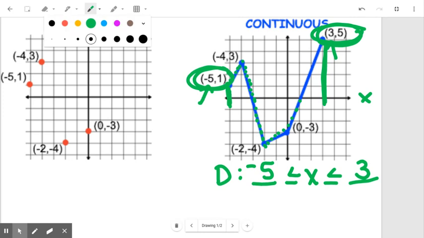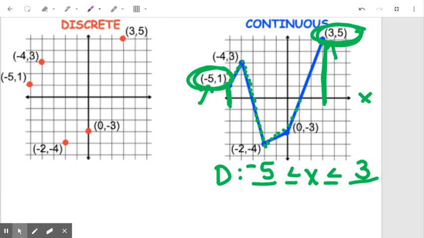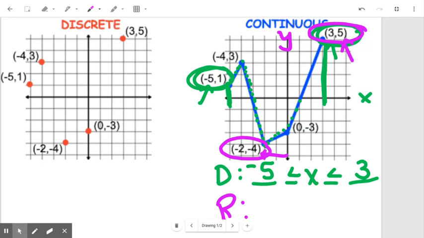When I am talking range, I know my range is how low to how high on my y-axis. So if I look for my lowest point, it's this one. And in particular, I'm looking for the y value. And my highest point is this one, and I'm looking at its y value. So my y's go as low as -4 and as high as 5.